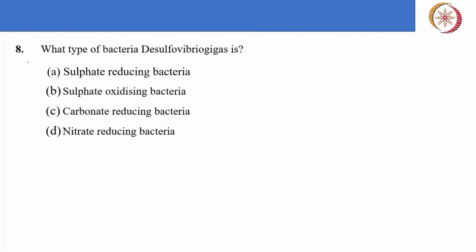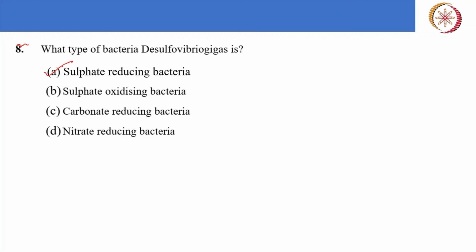So the next question is, what type of bacteria is Desulfovibrio zigas: sulfate reducing bacteria, sulfate oxidizing bacteria, carbonate reducing bacteria, or nitrate reducing bacteria? The answer is that Desulfovibrio is a sulfate reducing bacteria. So the answer is A.